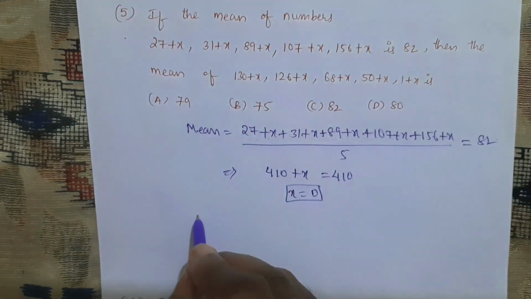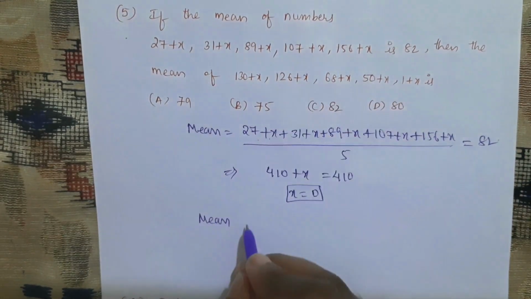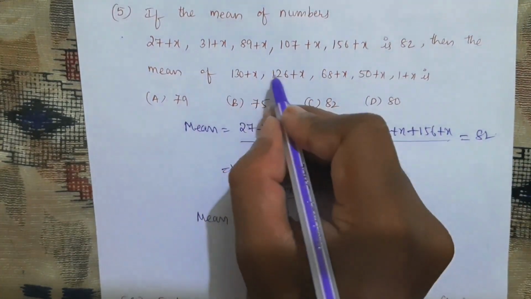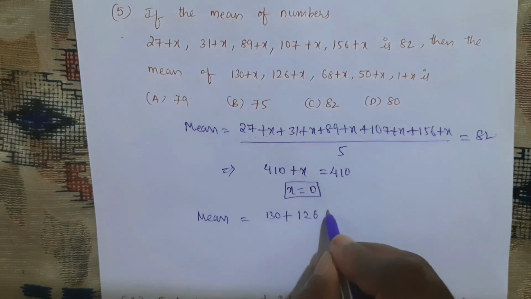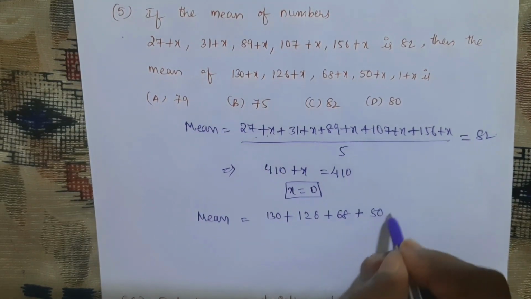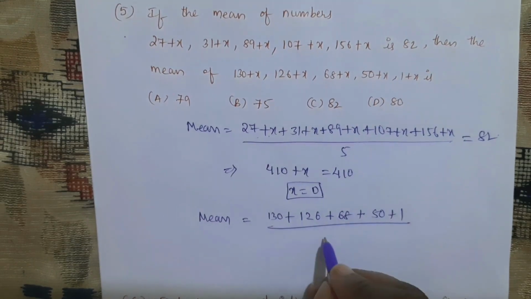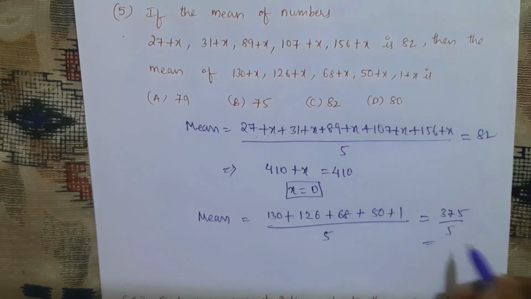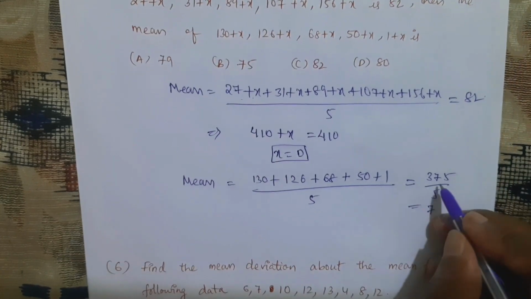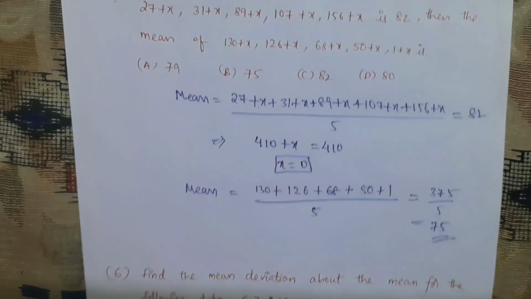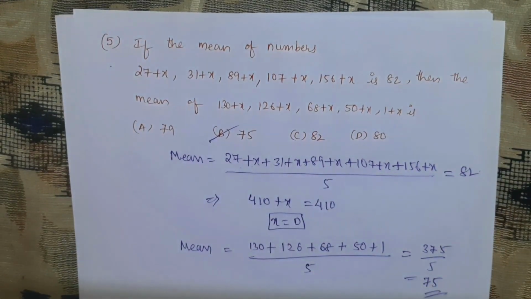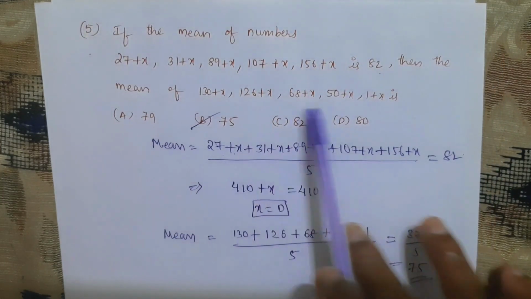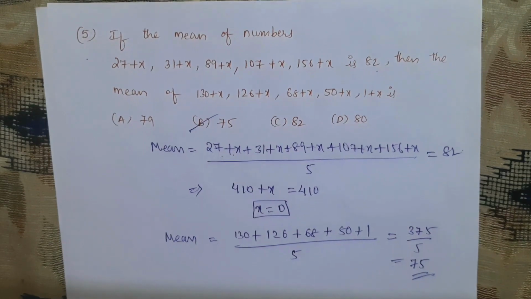Again, the mean of this is nothing but the required mean equal to the sum of all, that is 130 plus, since the x values are 0, we need to add only these: 130 plus 126 plus 68 plus 50 plus 1, divided by again 5 observations. If you add these, you will get 375 by 5, which is 75. Understood? From the first mean, 82, you get the x value. Substitute the x value in these values and you will get the next required mean.